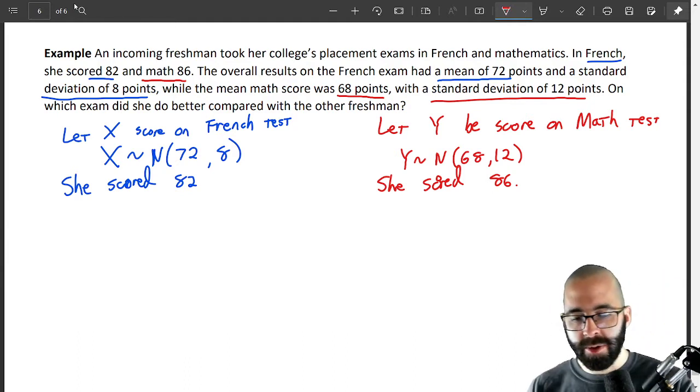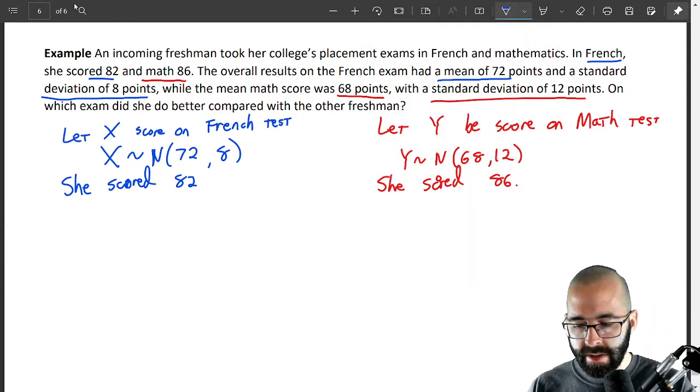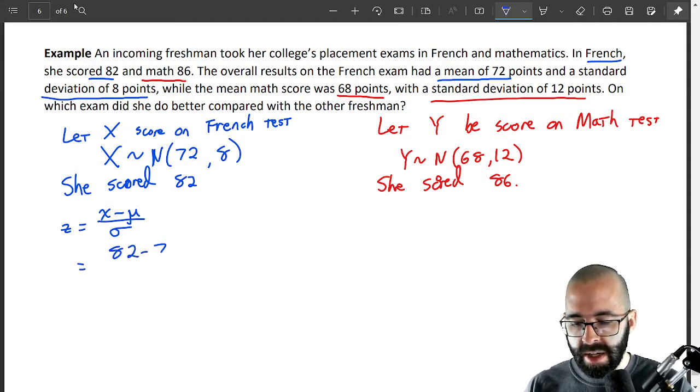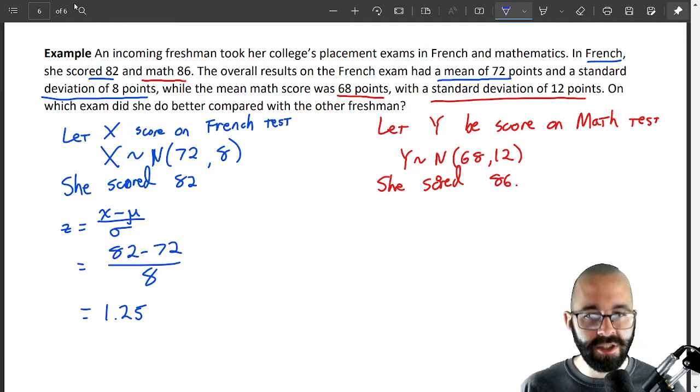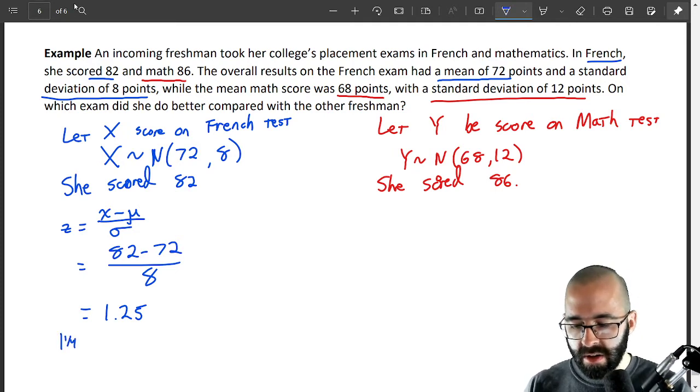So let's convert to standard normal. The z-score is equal to her actual value minus the mean, divided by the standard deviation. She scored 82. The mean was 72. Standard deviation is 8. Type that into a calculator. Should get 1.25. 10 over 8, 5/4. More than one standard deviation above the mean, or 1 1/4 standard deviations above the mean.